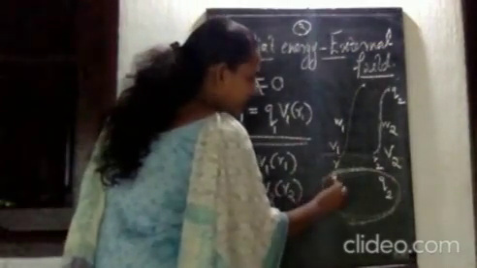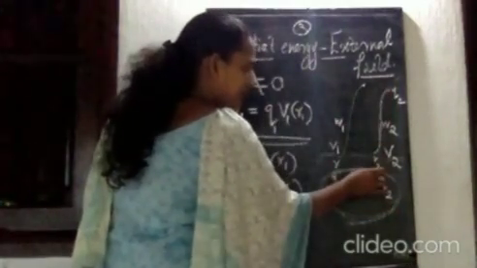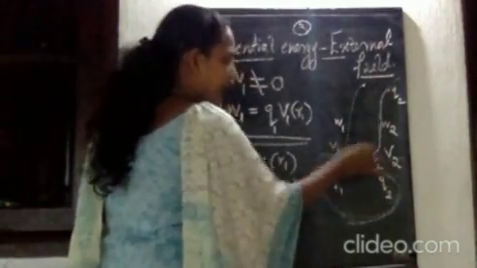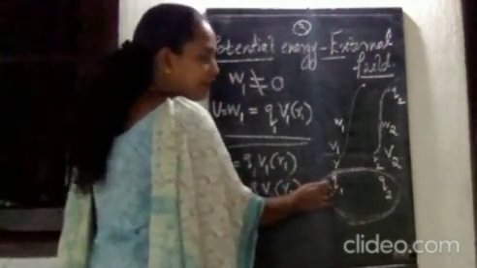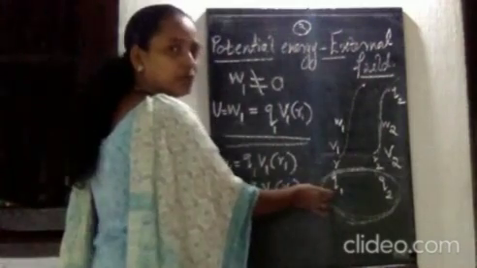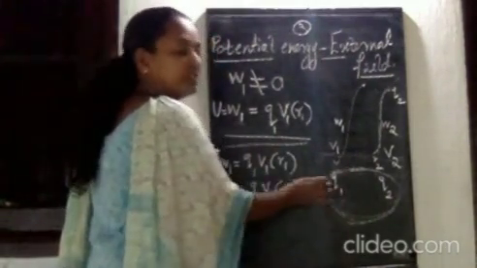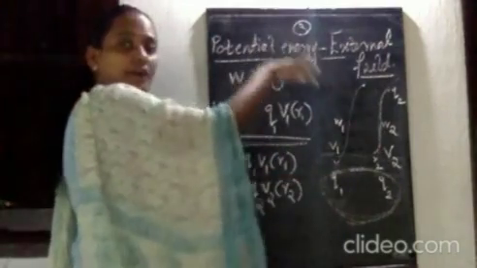Due to this Q1, whenever you are bringing this point charge Q2 from infinity to here, there is a potential at this point due to this charge Q1. Therefore, you have to do the work to overcome that also. You have to do the work to overcome the repulsion due to this charge Q1. That we have already derived.